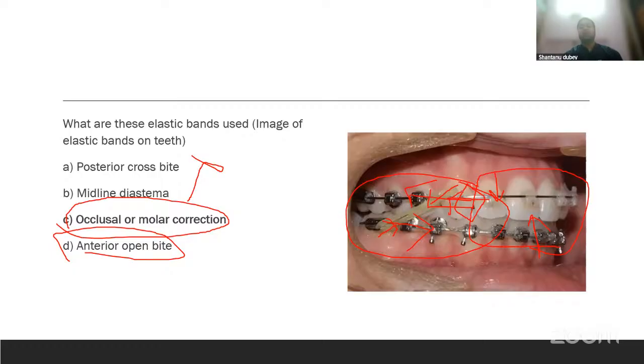Okay. So why is this a class 2 elastic? Because it is bringing the canine from class 2 towards class 1, or the molar from class 2 to class 1. Whenever the elastic was in this direction, this was class 3, because it was pulling the lower canine towards the back, hence bringing the class 3 canine towards class 1, hence class 3 elastic.